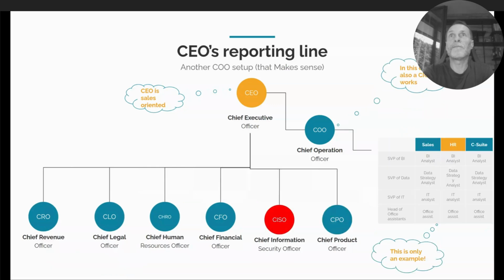And then, I really don't see a lot of scenarios where a COO is useful. In this case, I designed the matrix where operations like BI, data stuff like that, report to the COO, but maybe a chief information officer can do the same job. I don't know.